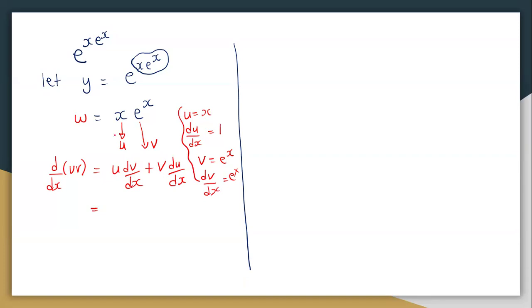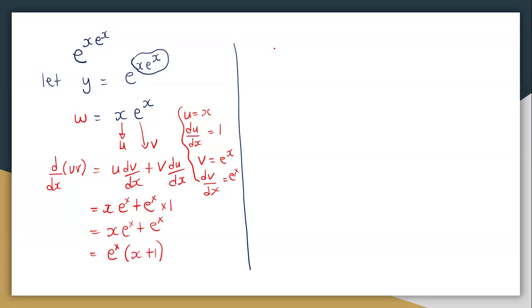So our u is x, my dv/dx is e^x, plus my v, which is e^x, times du/dx, which is times 1. So here I will end up with x e^x plus e^x. So this is my dw/dx, what I have as my w. Since e^x is common, I'll have e^x times (x plus 1).